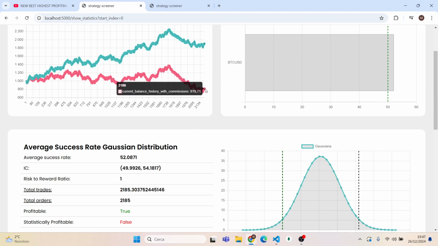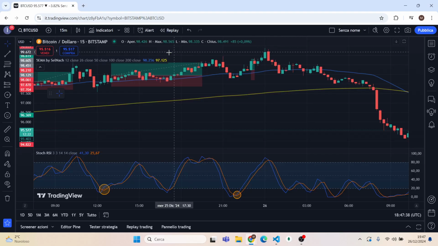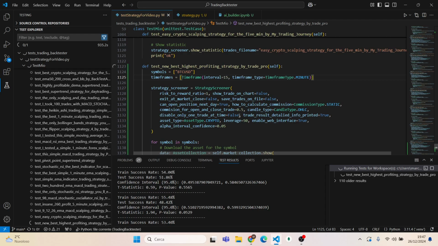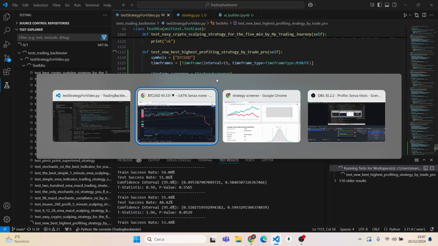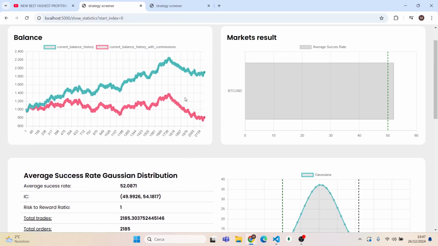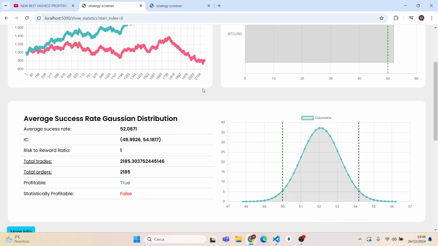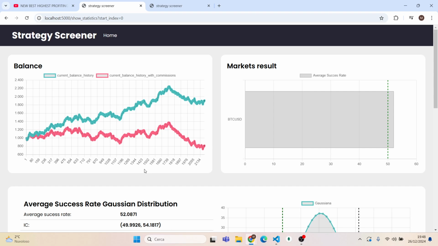As you can see, with the commissions you would have lost all your money, but the commissions I applied are pretty high. They are 0.5% of the money risked for each trade. Maybe you have a broker with lower commissions, but I wanted to say that so you understand better how I calculate the commissions in this case. And yeah, it was almost statistically profitable also, but it can be improved, and maybe with AI we can make something really good.